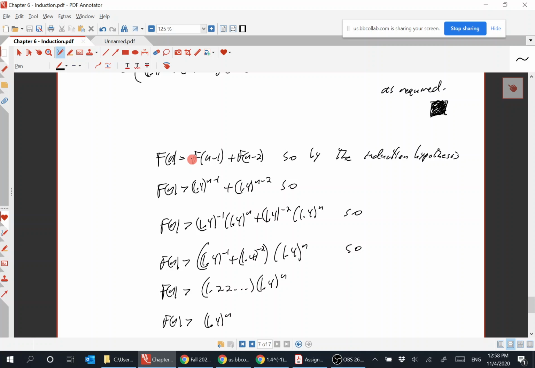This was what? This equality. That's by definition. Okay. So this is somehow by the induction hypothesis. How does that hold by the induction hypothesis? It doesn't. Well, I mean, it does in a way.